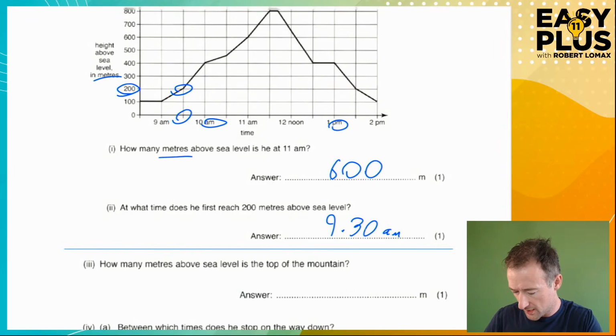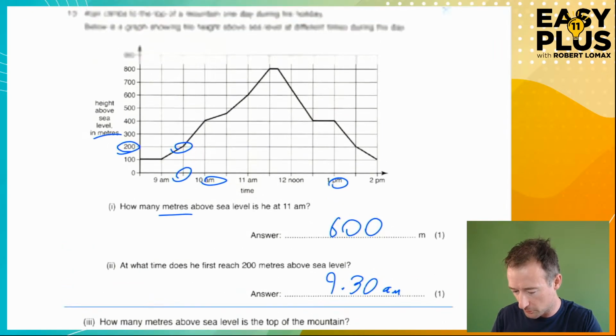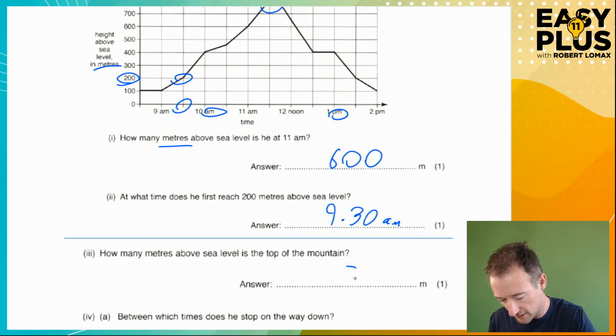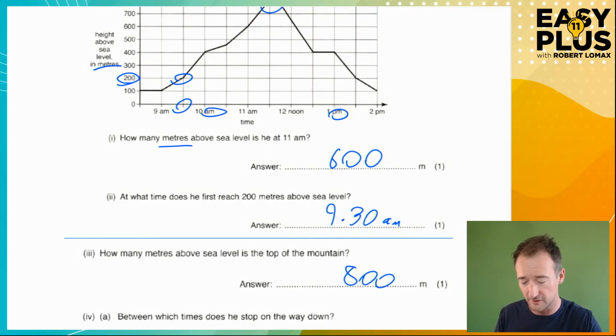How many meters above sea level is the top of the mountain? We covered this already. He climbs to the top. This is his highest point, so that must be the top, and it's 800 meters. We did that when I was explaining it. So you see that time thinking through the chart is not wasted.